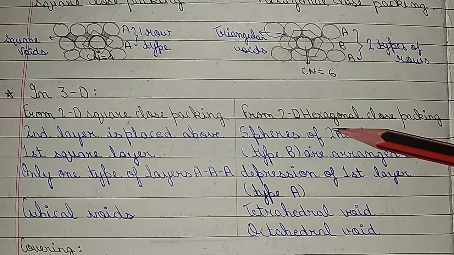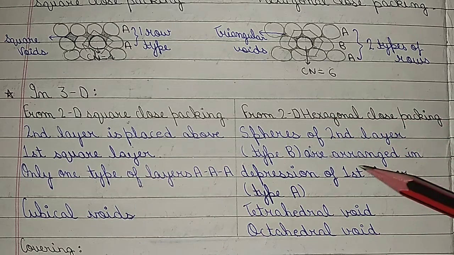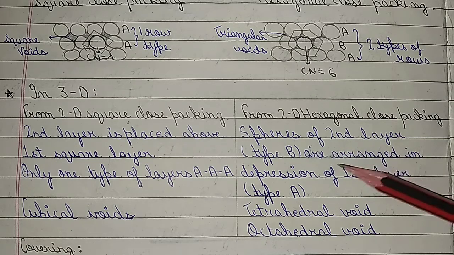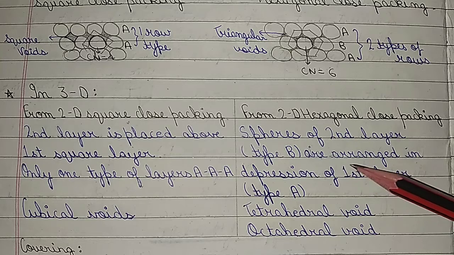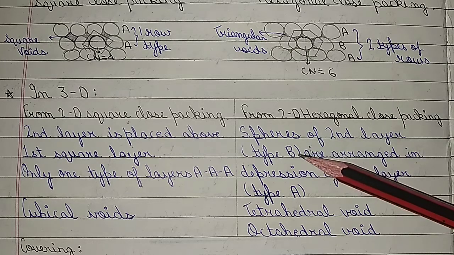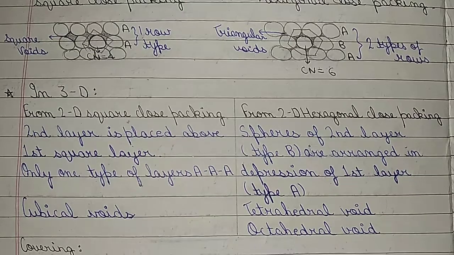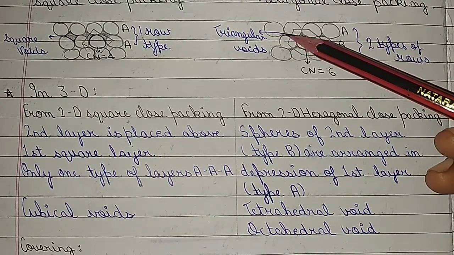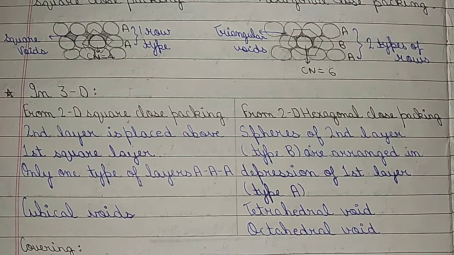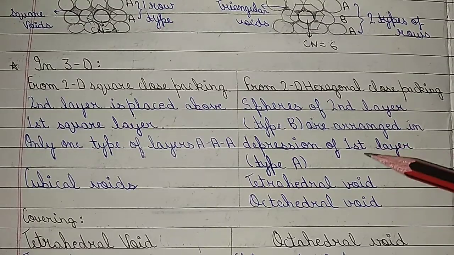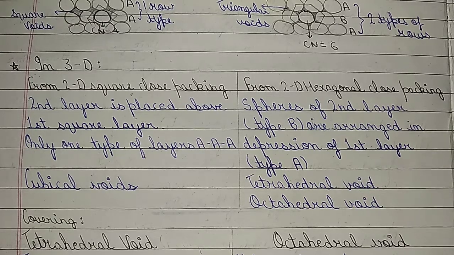Now we will see from 2D hexagonal close packing in three-dimensional solids. In this packing, spheres of the second layer are arranged in the depression of the first layer. There are two types of layers. The spheres of the second layer, meaning constituent particles of the second layer, are arranged in the depression of the first layer. Like this kind of structure. This is the depression. So the particles are arranged in the depression of the first layer. The voids formed in this kind of packing are known as tetrahedral voids and octahedral voids.